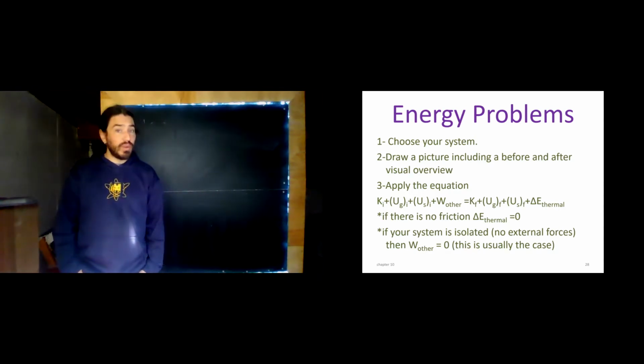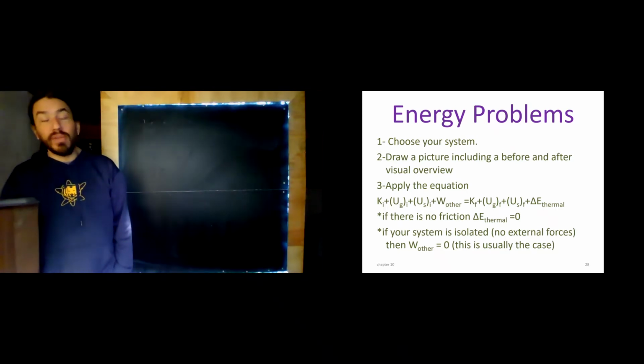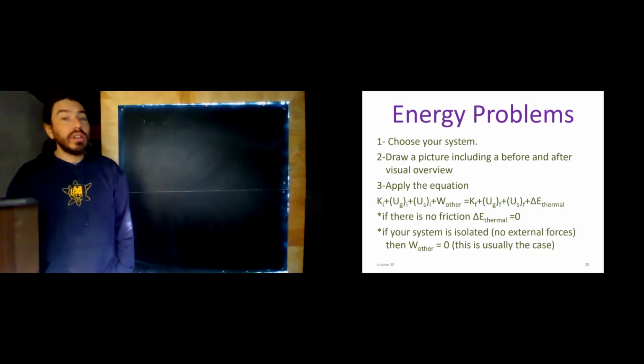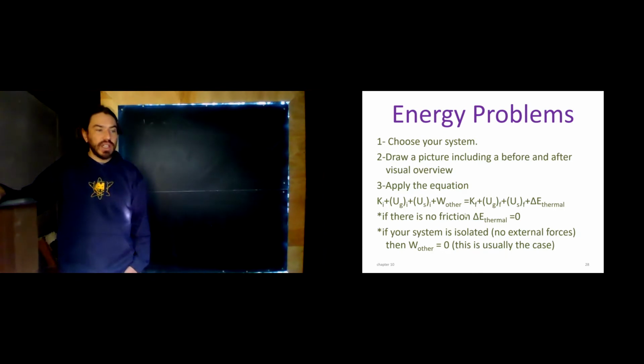And much like we did with momentum, we draw a visual overview that includes a before and after picture. So an initial snapshot and a final snapshot. And then we apply this equation. And notice this is the same equation that I just had written up there. The difference is, in this version, I have separated out gravitational potential and spring potential. A lot of times there are no springs in problems, and so we can wrap these together if we want to.